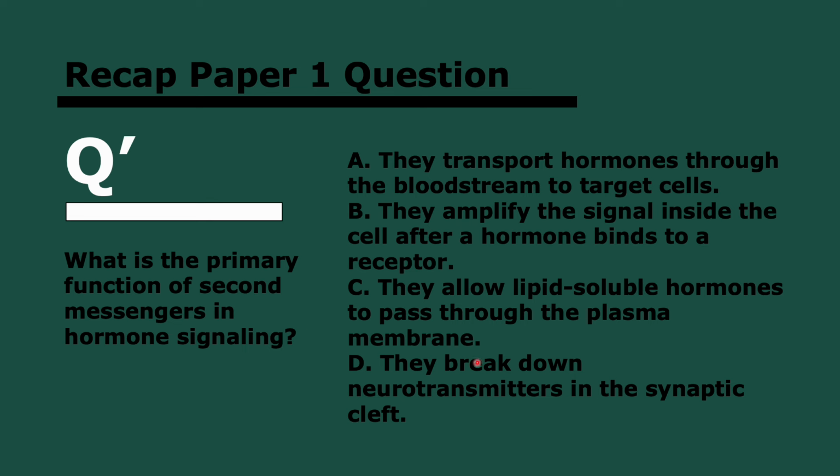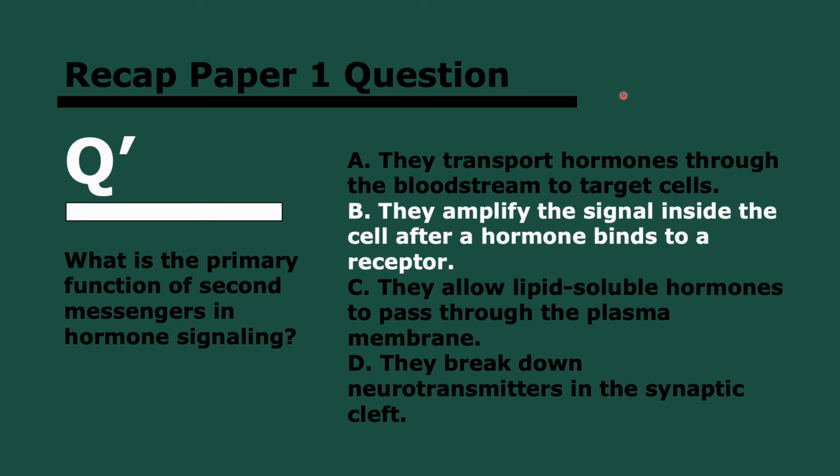Okay. And finally, what is the primary function of second messengers in hormone signaling? Again, 3, 2, and 1. Okay, so it's B.